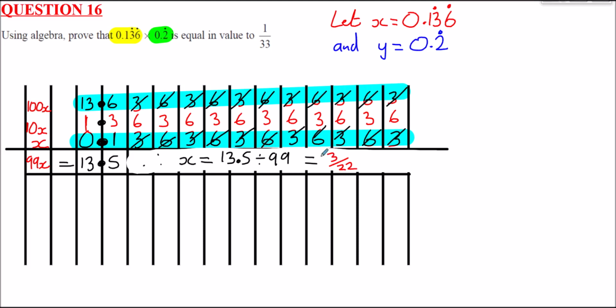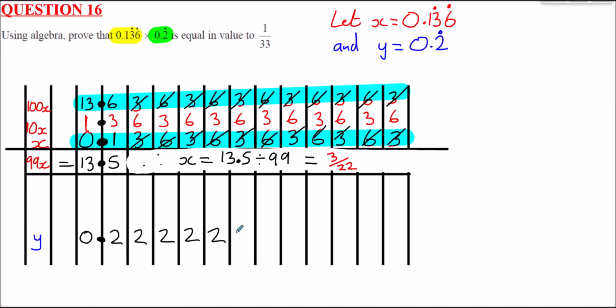We now do the same idea for y. So y is 0.2 recurring. So if I write down 1y here, that's going to be 0.2 recurring. 0.2 going on forever.